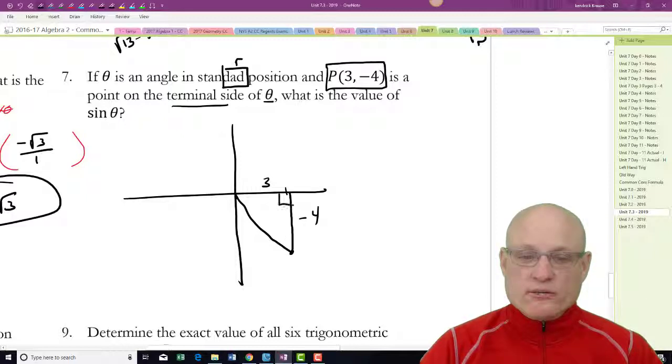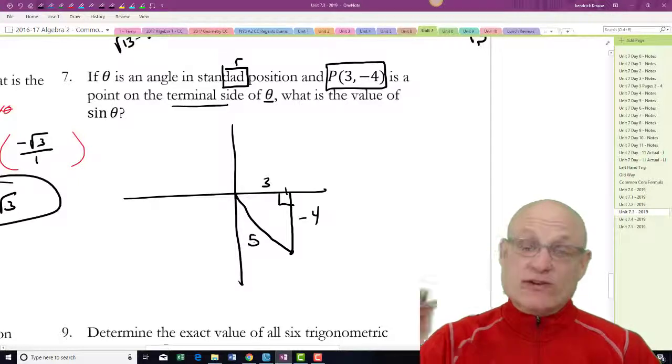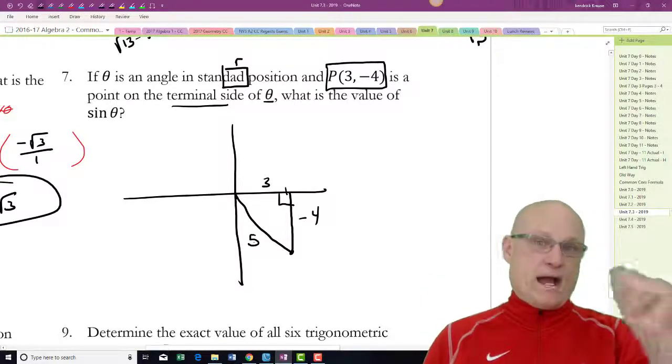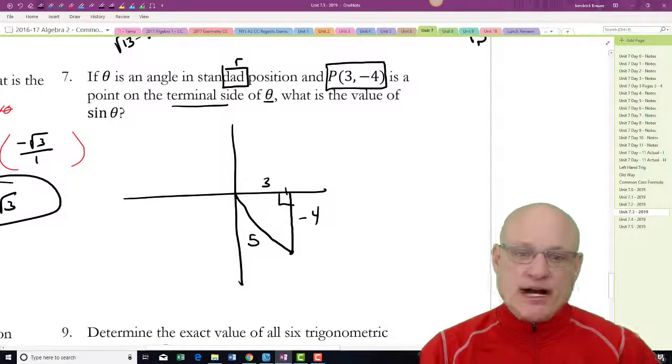There it is, a right triangle. Now this is a 3, 4. I don't care if it's negative or not. It's a 3, 4, 5 right triangle, and you better know these. Bam! Shabam-a-rinsky. All right, 3, 4, 5.